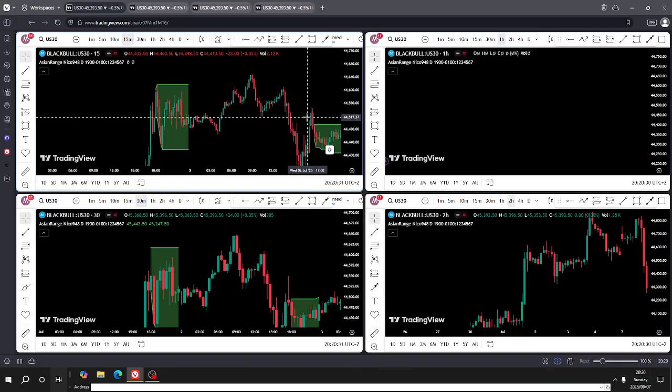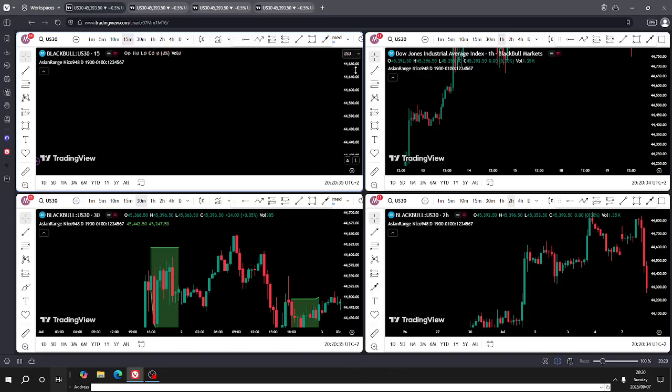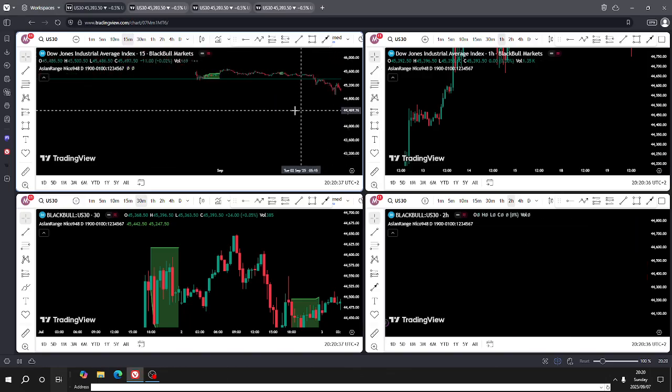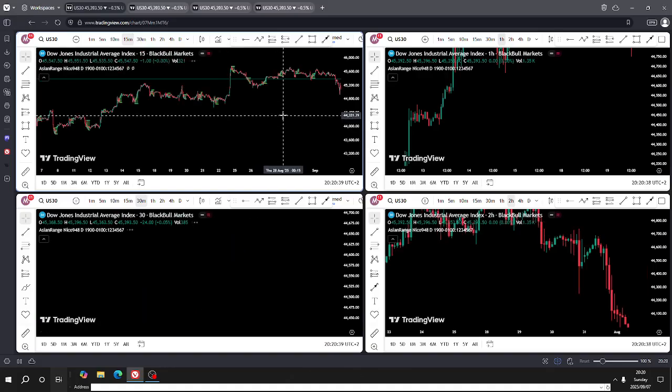Okay guys, we are back, but hey man, this TradingView is messing me up with this network thing and the connection reconnecting.